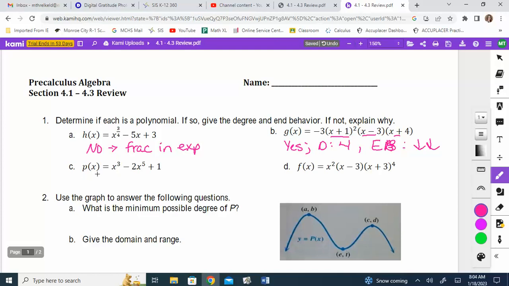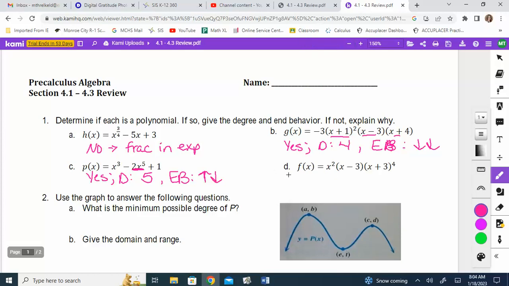C, is this a polynomial? Yes. Degree? All right, notice I flipped the order on you. I didn't make it first. You have to look at all of them. End behavior, we're still looking at that term. So 5 tells me it's like a chair, up, down. But the negative, down, up. It's normally down, up, and since it's a negative 2 in front of that x to the 5th, you have to rework.